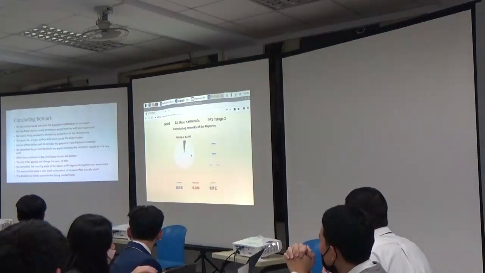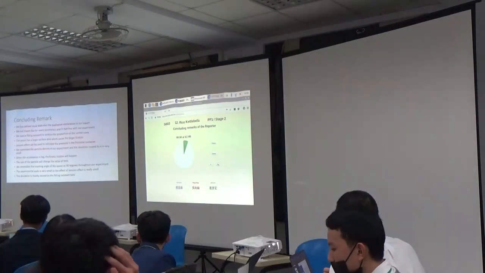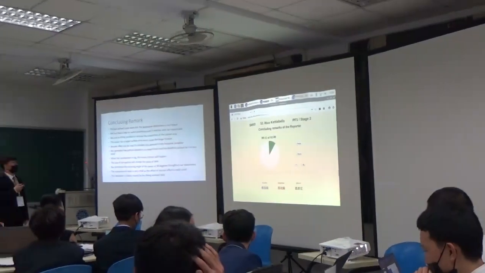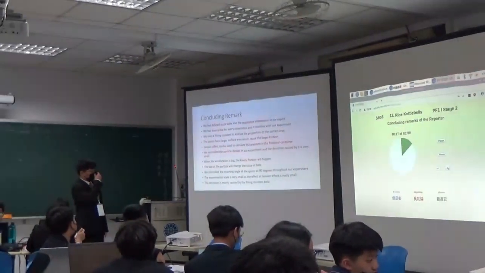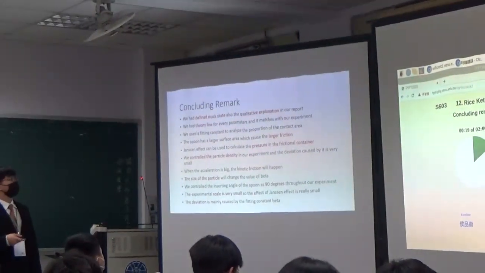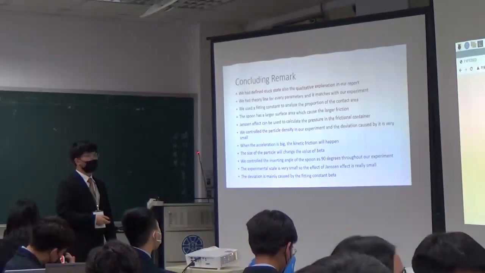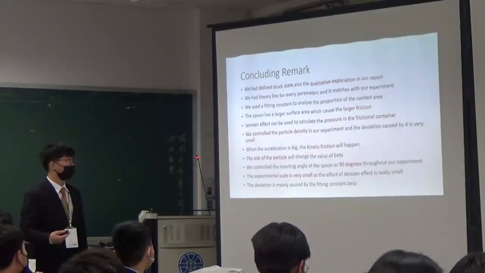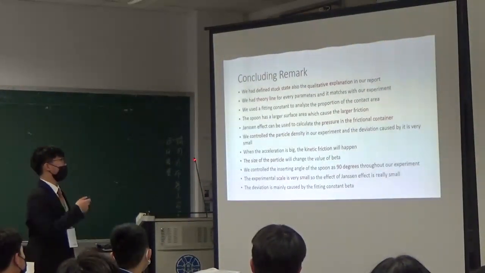First, we have defined the static state, and we also have the quantitative explanation in our report, as I mentioned. We have a theory line for each parameter, and it matches the trend of the experiment very well. And we use a fitting constant to analyze the proportion of contact area, since we don't know the actual arrangement of the particles in the container. So instead we use the fitting constant to modify the problem.